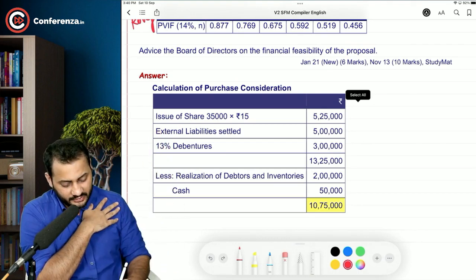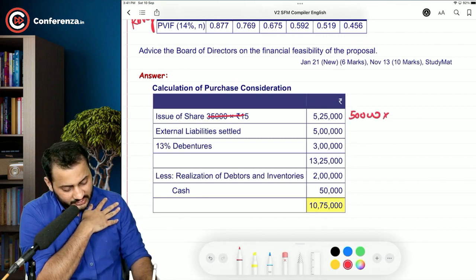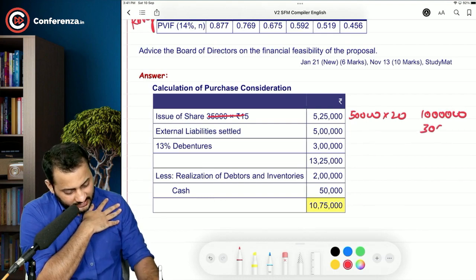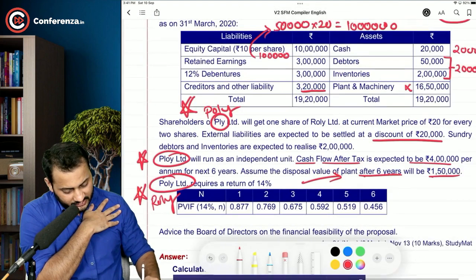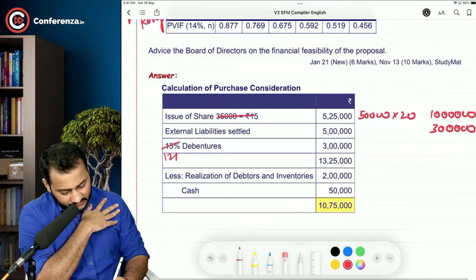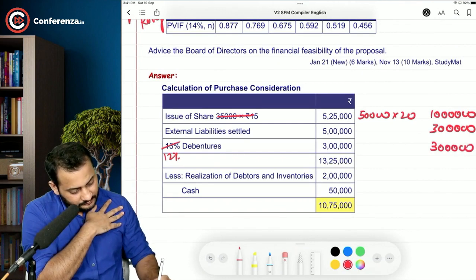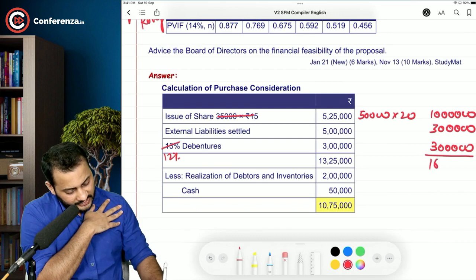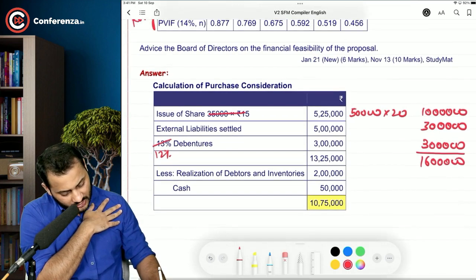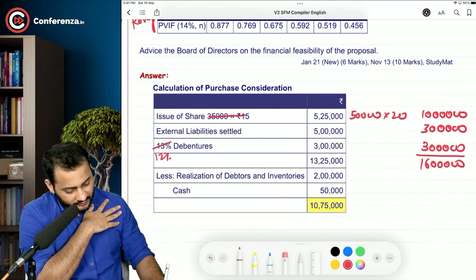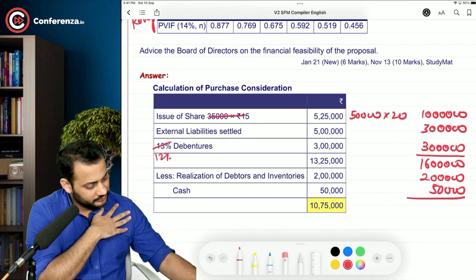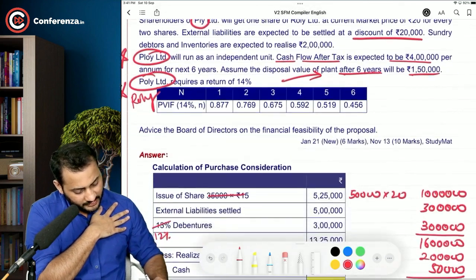Issue of the shares will be 50,000 shares at 20, that will be 10 lakh. The external liabilities will settle at 3 lakh, and instead of 13%, it's 12% debentures, that's at 3 lakh once again. And the total will go to 16 lakhs, out of which the realization of debtors and inventories will remain the same as 2 lakh, and cash and bank balance is 50,000. So 16 lakh minus, cash and bank balance will be at 20,000.